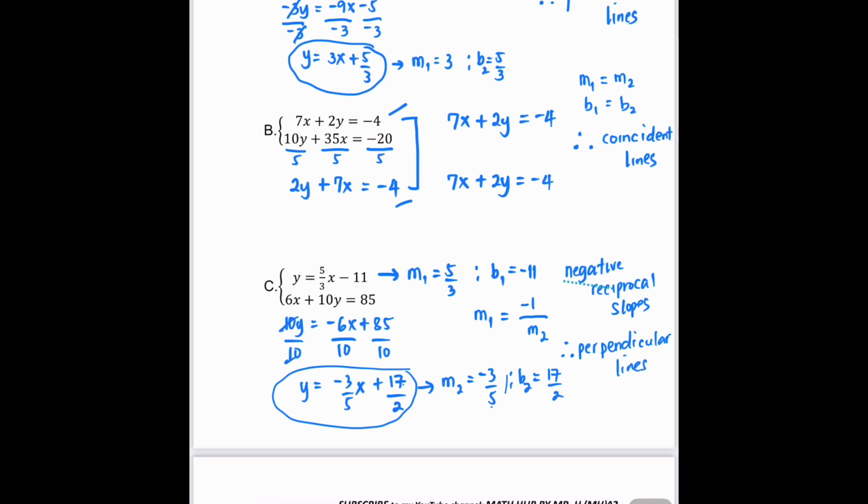And based on the concept that we recalled earlier, for perpendicular lines, we're only going to focus on their slopes, right? Because their y-intercepts can be the same or can be different.